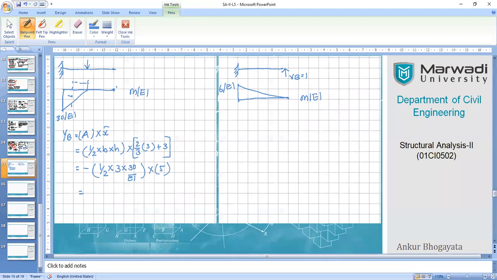So now what is the answer? Let me find. You can also try. 30 into 3 divided by 2, so that is 45, into 5, so that is 225. So here it is negative 225 upon EI. So that is your YB. That is the first answer that we have secured over here.